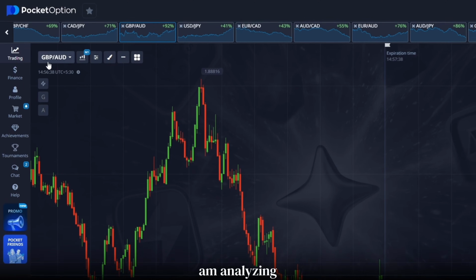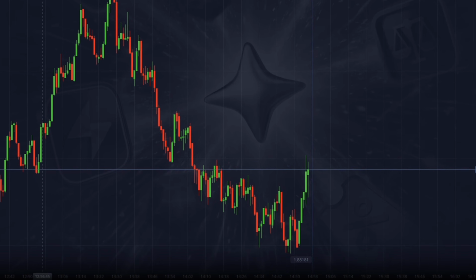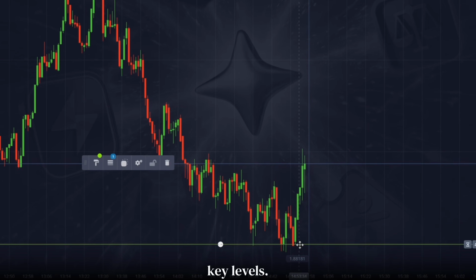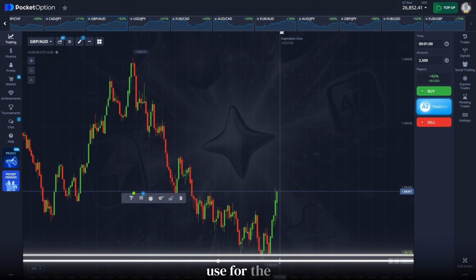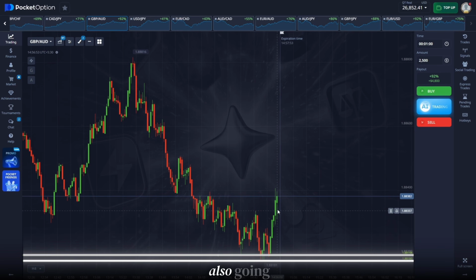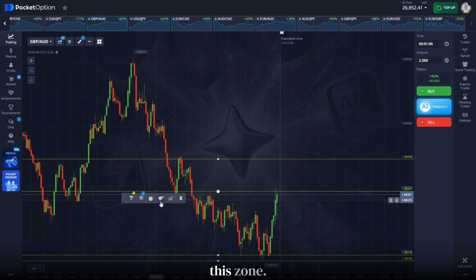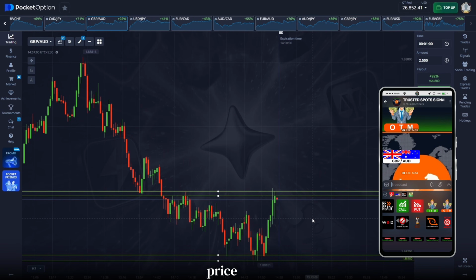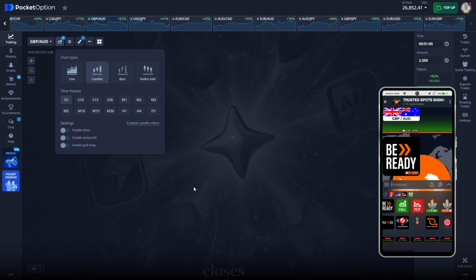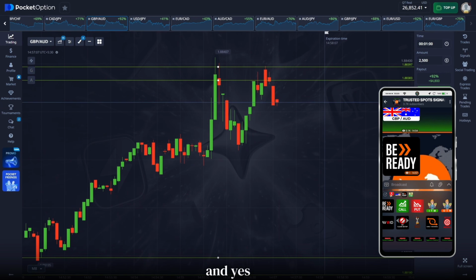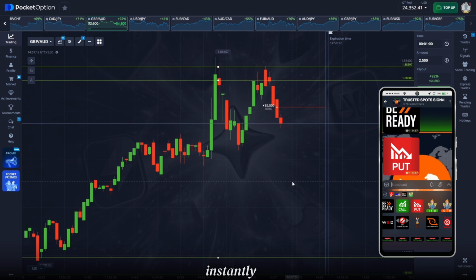Right now I am analyzing the British pound chart and I have trading opportunities here. Let's target a reversal trade from key levels. Let's start from the bottom. This is the support zone that I will use for the reversal trade, and price is also going in the upside direction. Let's target a reversal trade from this zone also, because chances of reversal are really high. The 1 minute candle closes just at the bottom, and yes, we have a confirmation here, and I placed the trade instantly in the downward direction.